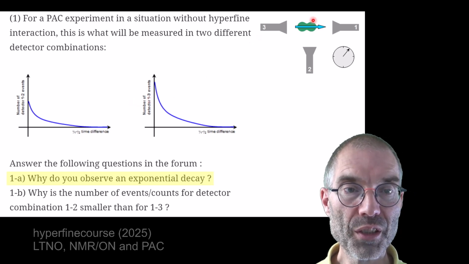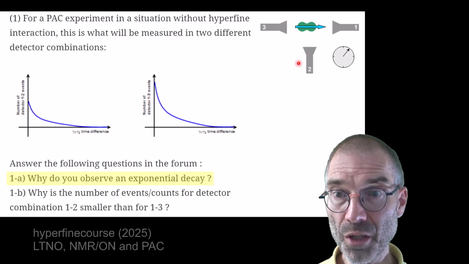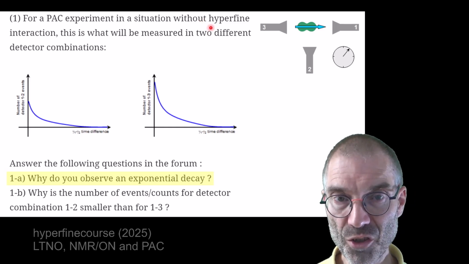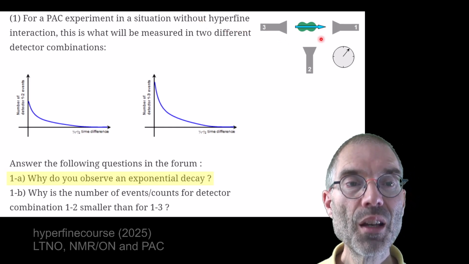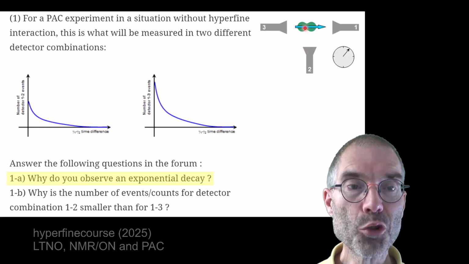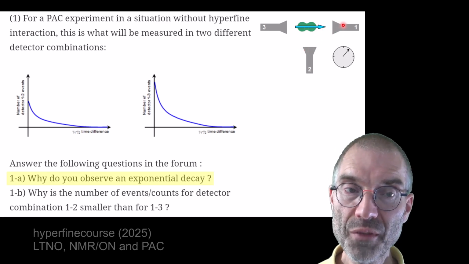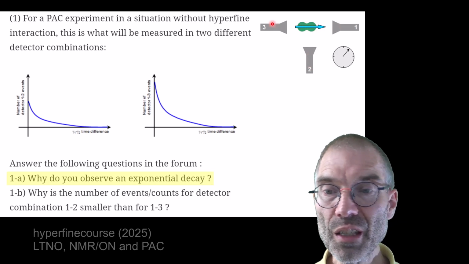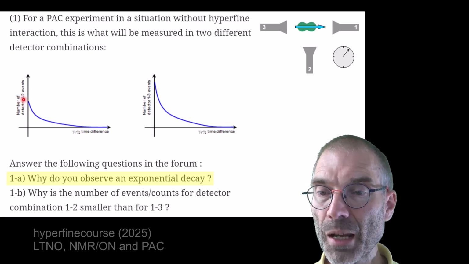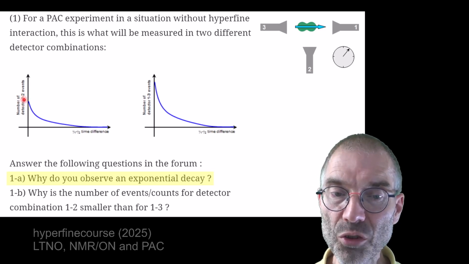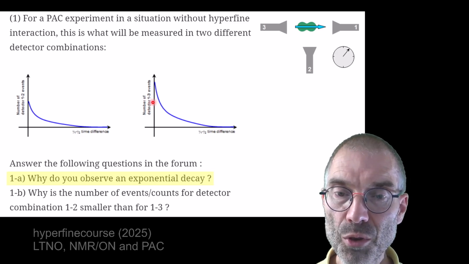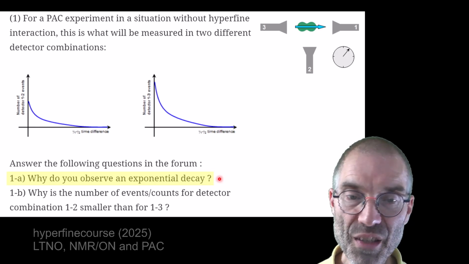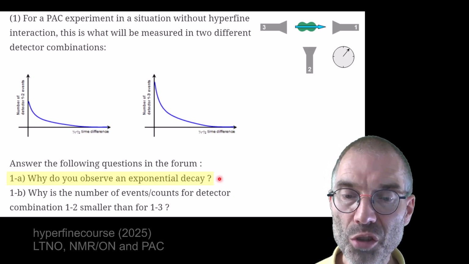If you do that for this kind of setup here, a static situation, so we assume so far that there is no hyperfine interaction, what would you measure if you start the clock with detector 1 and then stop the clock with detector 2 or with detector 3? So you measure here the time difference between detector 1 and detector 2, and here the time difference between detector 1 and detector 3. So I asked you, in both cases I claim this is an exponential decay.